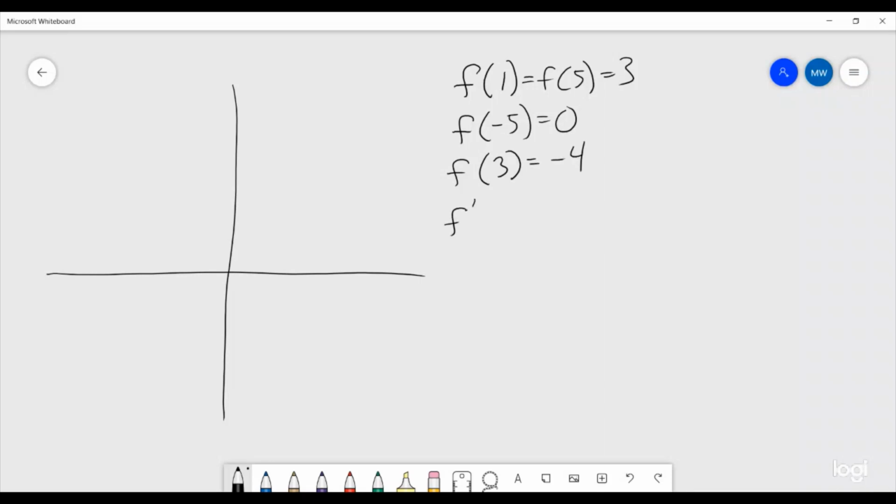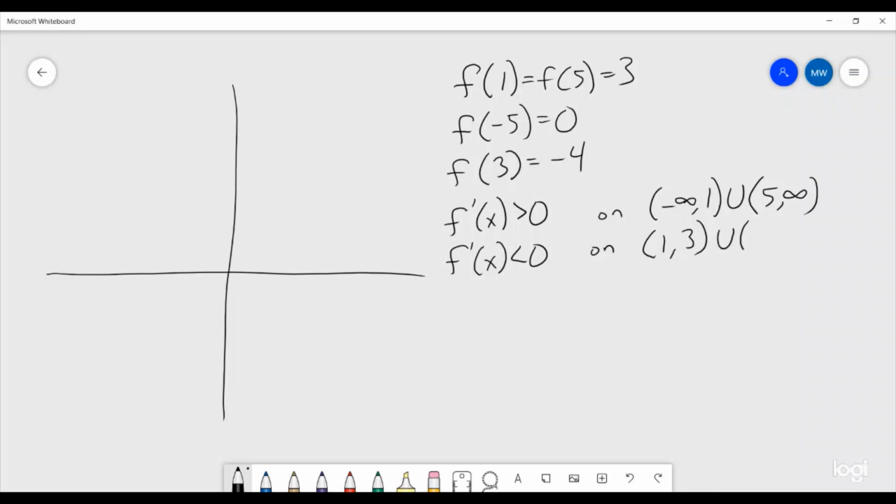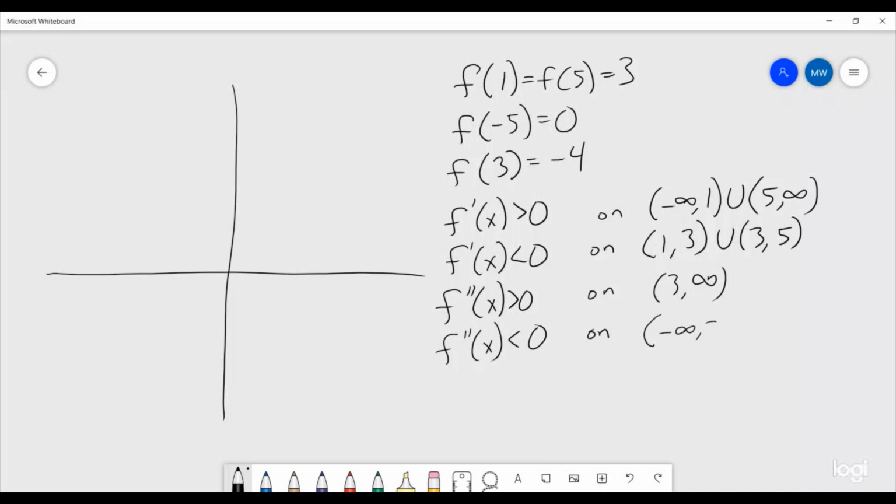We got f prime of x is positive on the interval from negative infinity to 1, unioned with 5 to infinity. F prime of x is negative on the interval from 1 to 3, unioned with 3 to 5. F double prime of x is positive on the interval from 3 to infinity. F double prime of x is negative on negative infinity to 3.